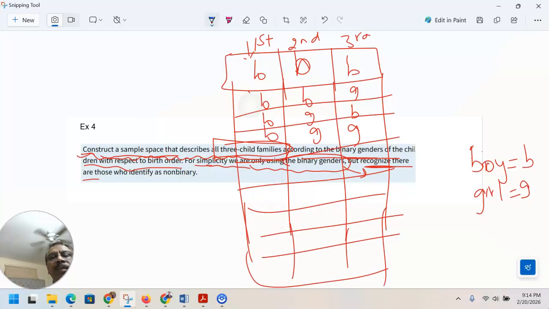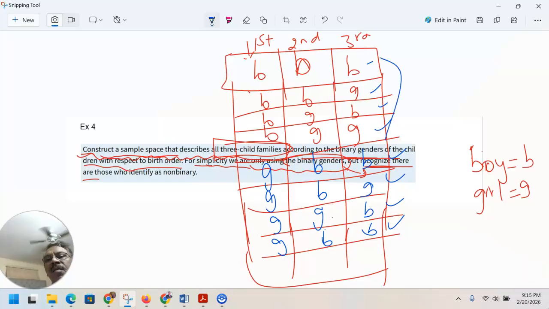So another four could be: first one is girl and the second one boy, and boy, girl, or it could be boy and girl, or it could be girl, girl and boy, or it could be girl, boy, boy. That's it. See, there are 1, 2, 3, 4, 5, 6. So this is the sample space.